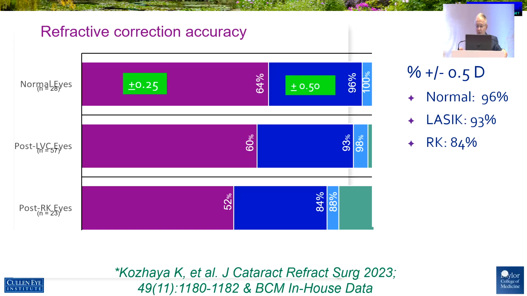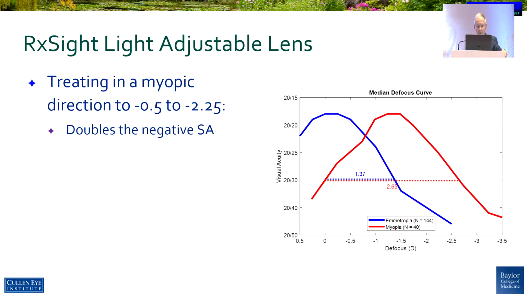So these are our results, and I would just call your attention to this portion here. The percentage within a half diopter at Baylor, 96%, post-LASIK eyes, 93%, even RK eyes, 84%, which is far better than what we could have achieved with standard IOL calculations.